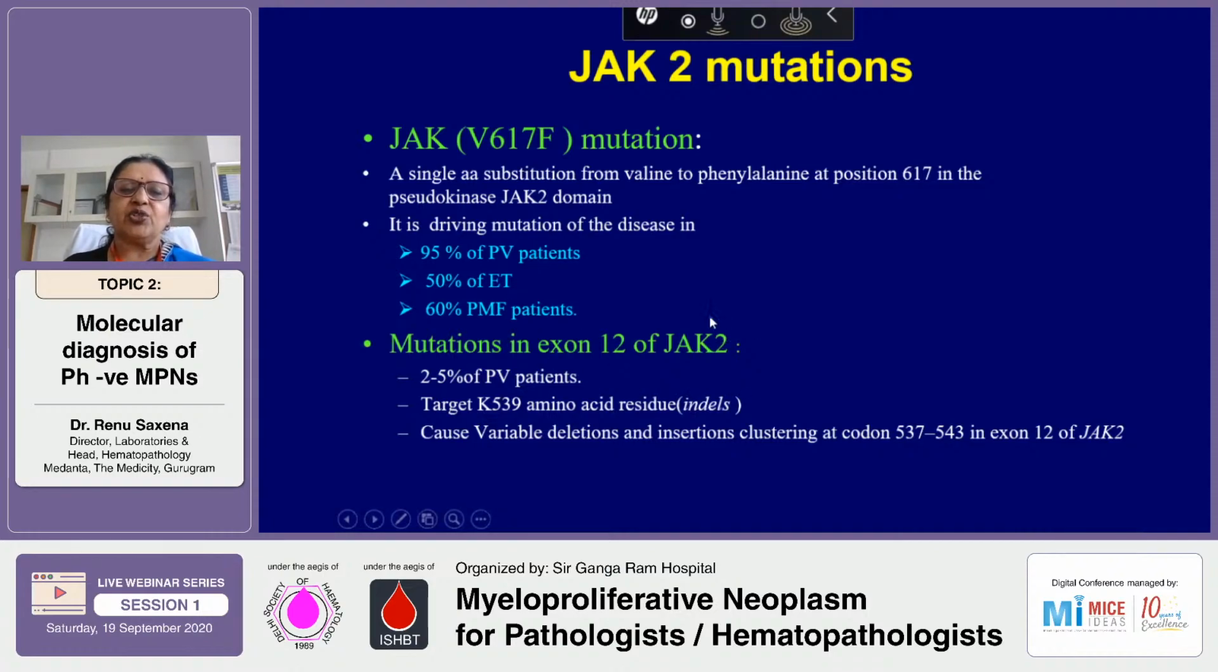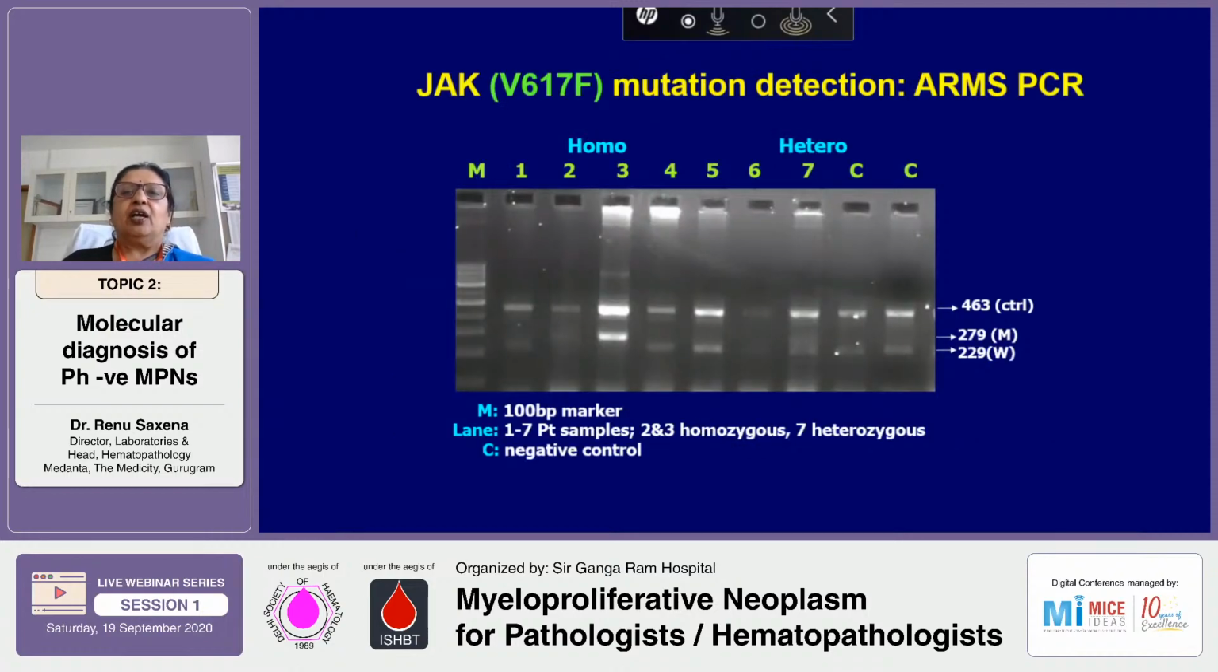And it is here that you can look at mutations in exon 12 of JAK2, and this is seen in 2 to 5% of polycythemia vera patients. This targets the K539 amino acid residue, and this actually presents as deletions and insertions, which may be picked up by either sequencing or NGS. For JAK2 mutation, there are several techniques to pick it up, depending on what facilities you have.